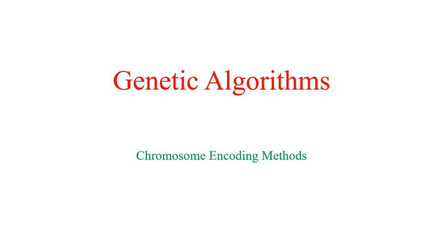Genetic algorithms mimic natural selection and evolution. To implement genetic algorithms, we need to represent individuals in the population. Such a representation method is known as chromosome encoding. In this video, we discuss various ways to perform chromosome encoding.